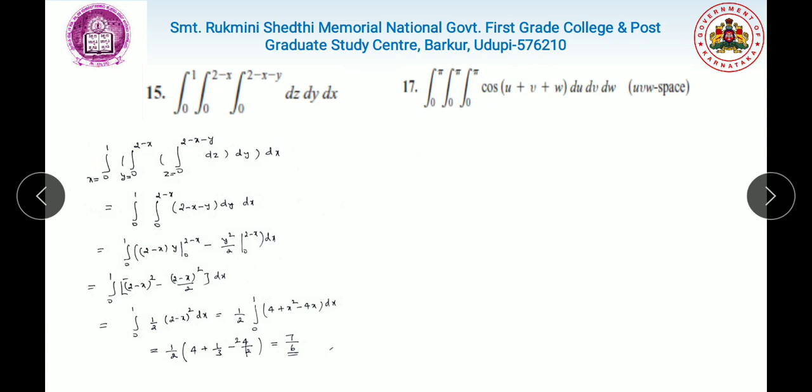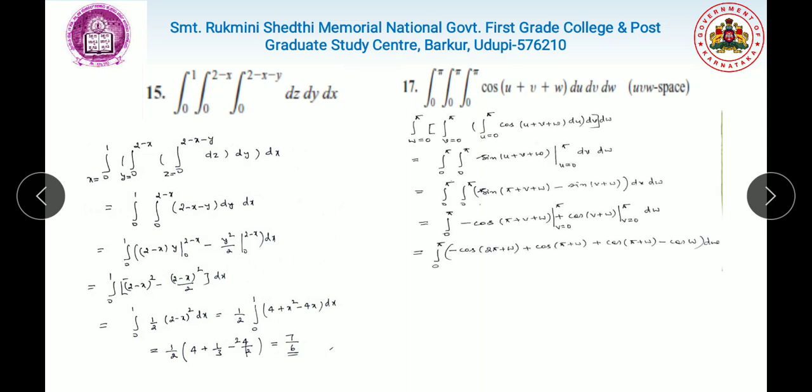Question number 17. Okay, now here a small change, instead of the variables x, y, z, we have the variables u, v, w. So in the u, v, w space you have a domain and a continuous function, cosine function is given, you have to integrate. So innermost variable is u. When you integrate cosine function, integral of cosine is sine, and then put the limit for u 0 to pi, and evaluate the upper limit and lower limit.